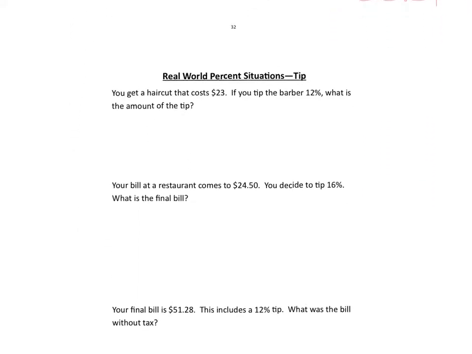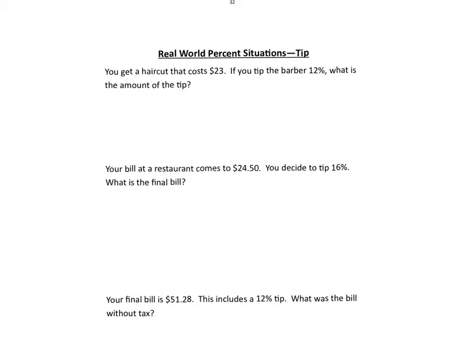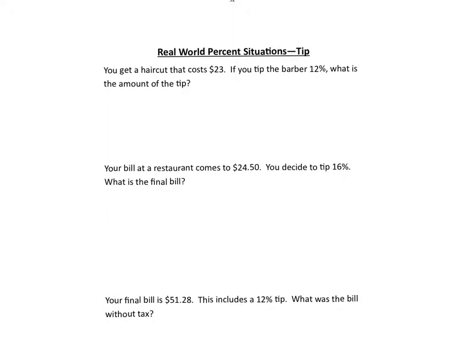Okay, the last single real-world situation is tip. Tip is something that's going to be added on to a service that is done. So if you go somewhere and someone waits on you, or they sell you something, you can tip them as a way to say, thanks for doing a good job, or you can not tip them as a way to say, that really stunk, you shouldn't do this again. Okay? So tip and tax are going to be very similar in how they work.